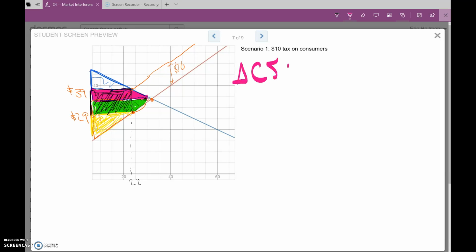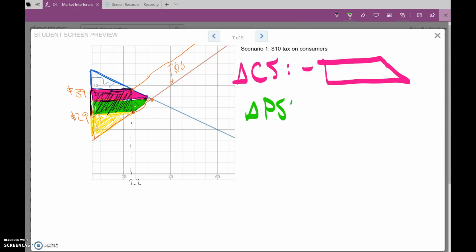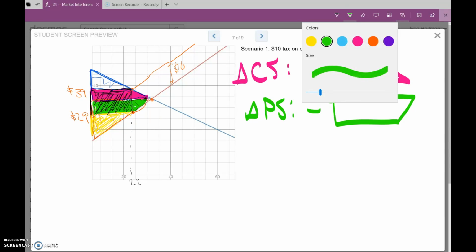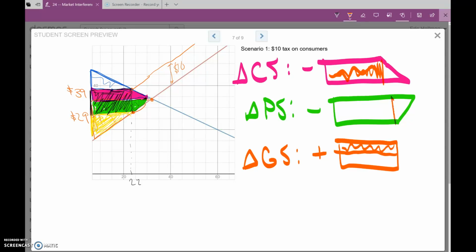So we get that the change in consumer surplus was minus the pink trapezoid. The change in producer surplus was minus the green trapezoid. The government, under this tax, actually collected the area of the orange rectangle. A portion of that came from consumers. So this portion was from consumers. And then this portion was contributed to the government by producers.